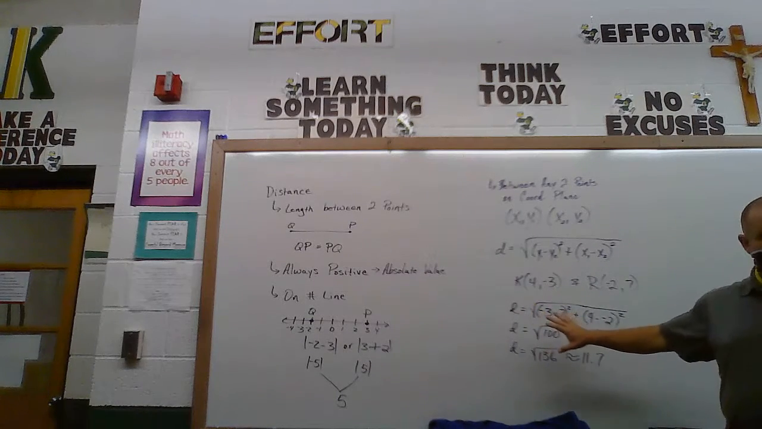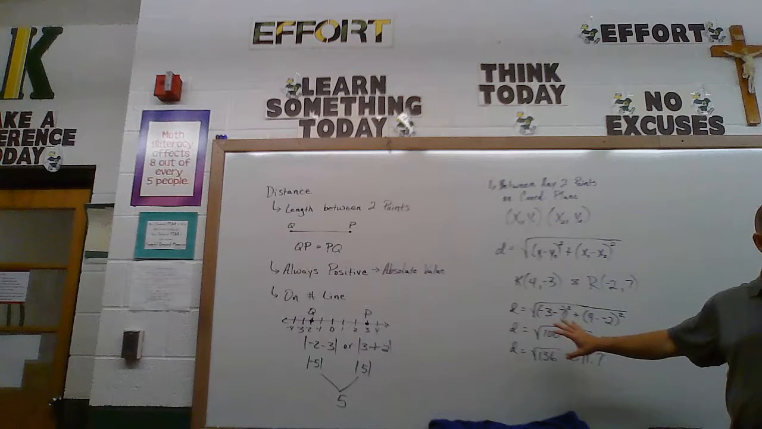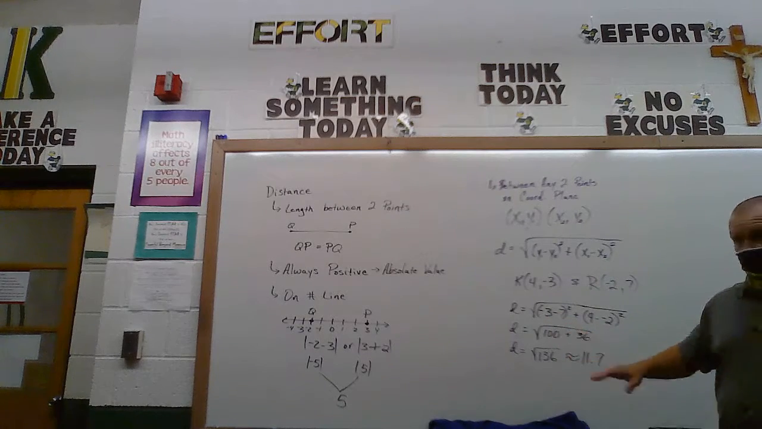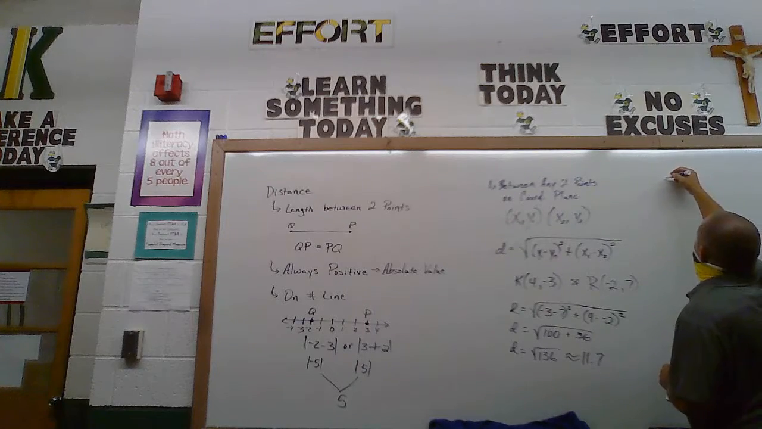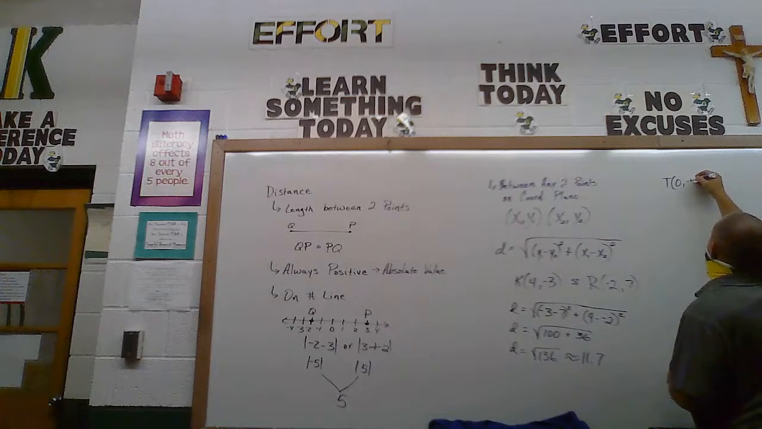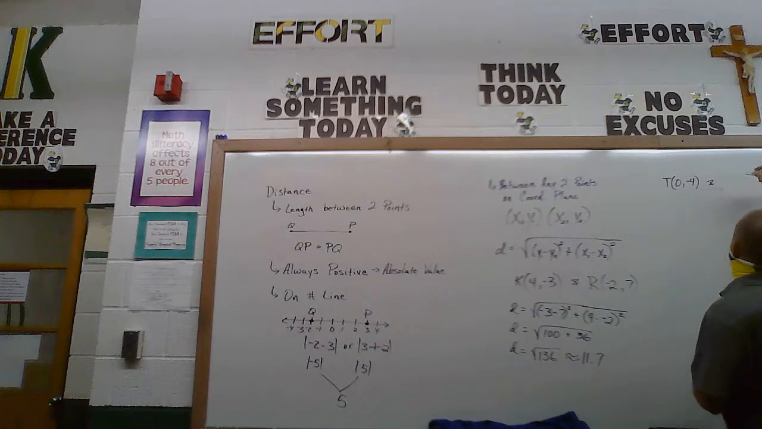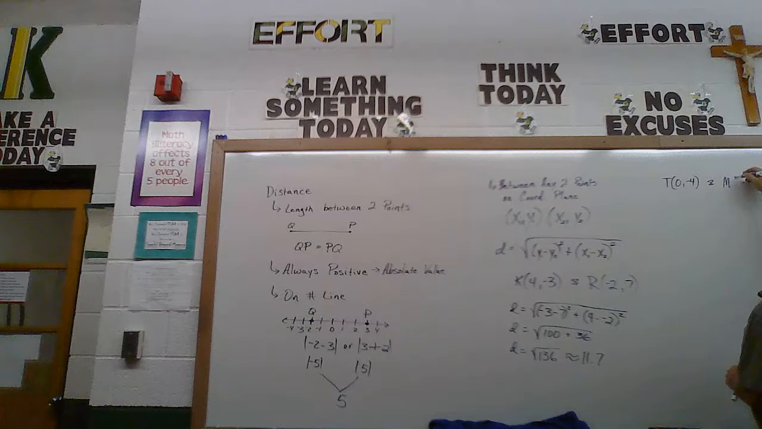Do you want to see another, or do another one of these on your own? Yes. So, we say that t is (0, -4) and m is (-2, -6). So if you want to try another one, try another one.